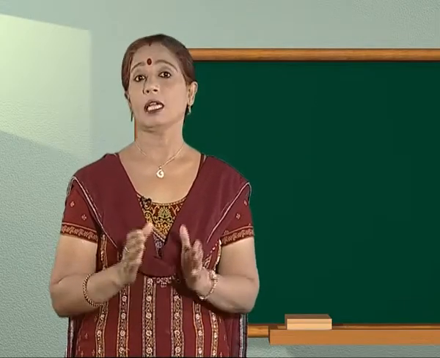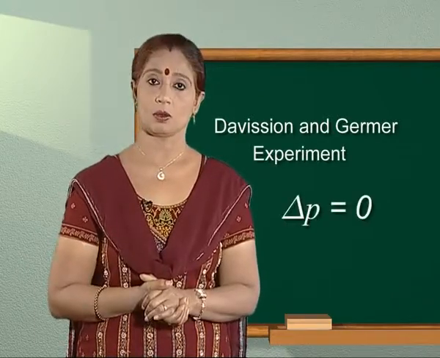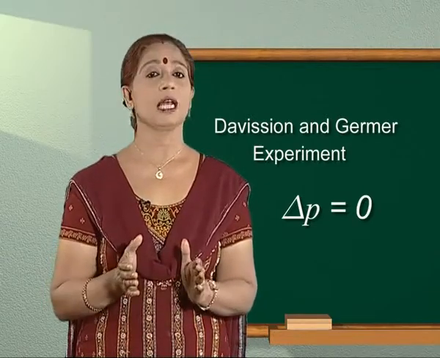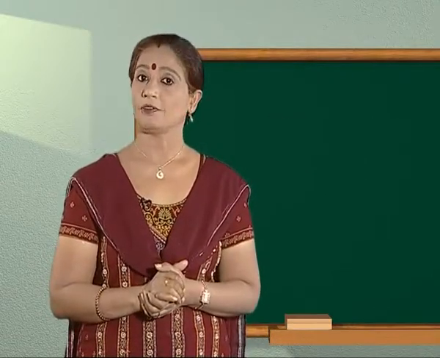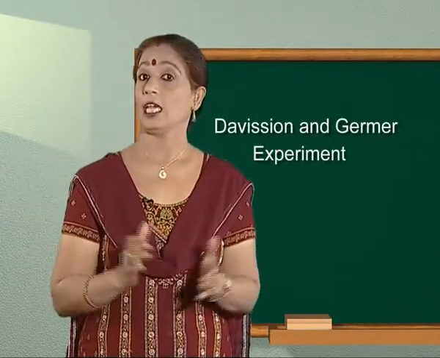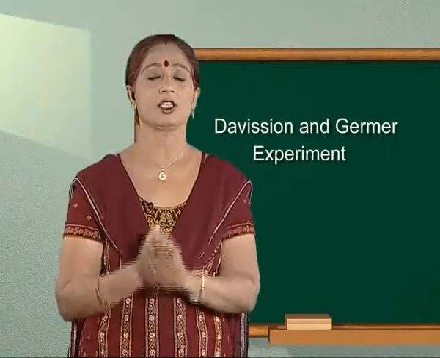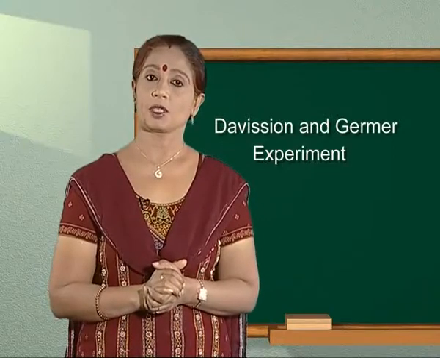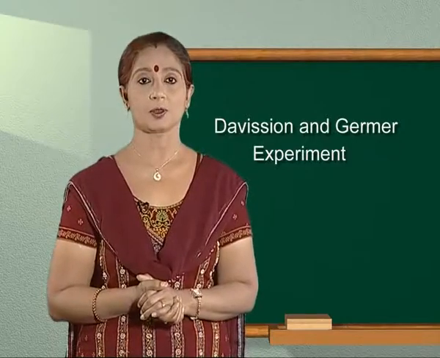Now suppose that a particle has a definite momentum, that is, delta p is equal to 0. Then, from de Broglie relation, it follows that it will have a definite wavelength lambda equal to h by p. A wave of definite wavelength extends all over the space. It implies that the particle is not localized in any finite region of the space. In other words, the uncertainty in its position is infinite, which is inconsistent with uncertainty principle.